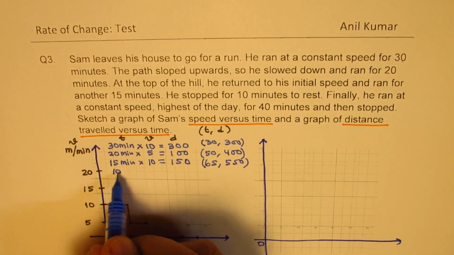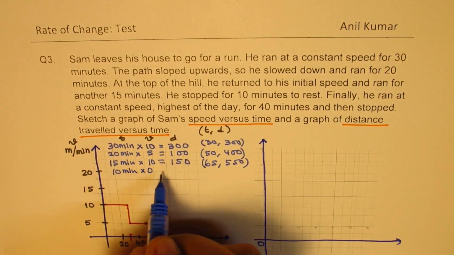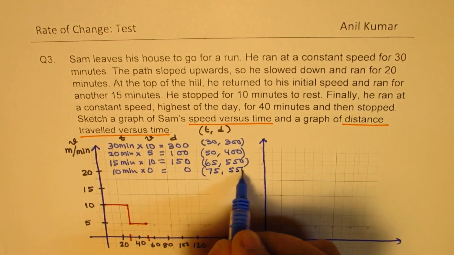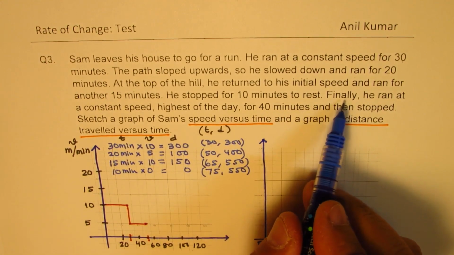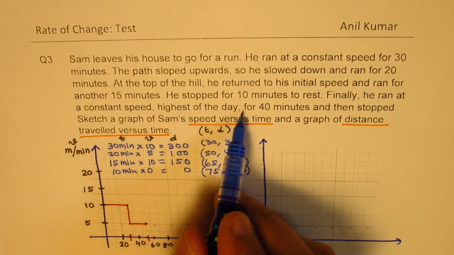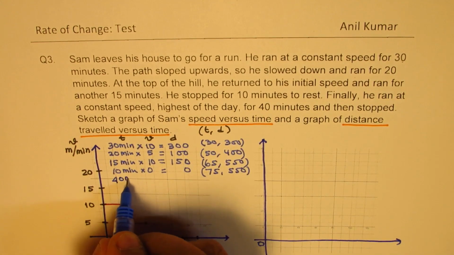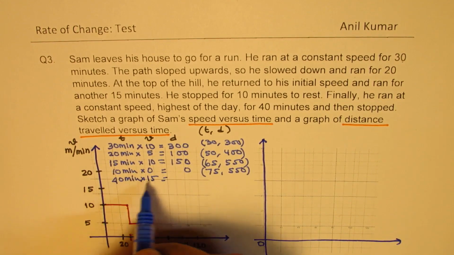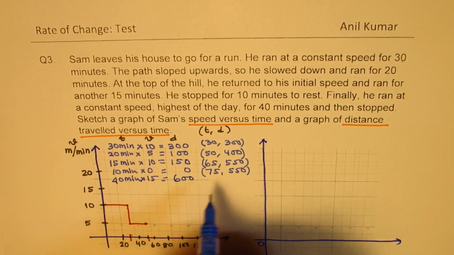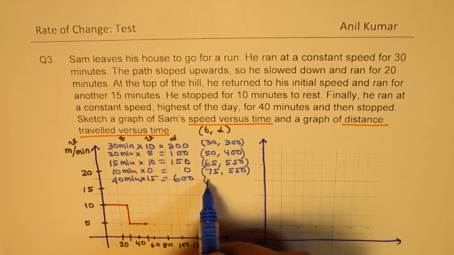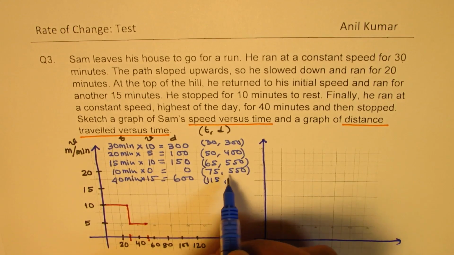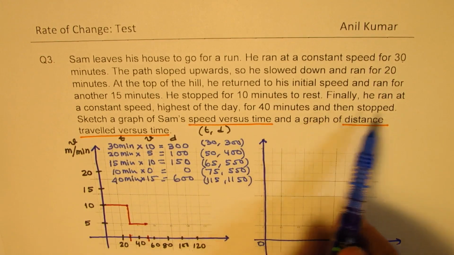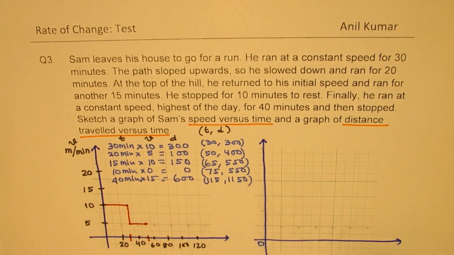He then stopped for 10 minutes. That means 10 minutes. Stop means 0. But the time went by, so 75 and 550. That is very important. Finally, he ran at a constant speed, highest of the day, for 40 minutes. So for 40 minutes, highest of the day. So let's make it 15. And when you multiply 40 by 15, you get 600. So we'll add 40 to this. So 40 means 115 and 600 means 1150. So that becomes the time, and then he stopped, and then that remains constant, right?